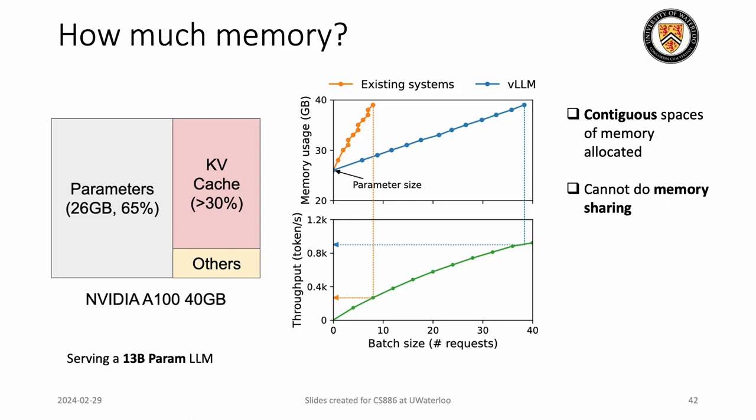So as far as what the authors concern, they look at a 13 billion parameter model, and it consumes around 30% of the available memory for the KV cache. I was just trying to make the point that it's much bigger of an issue right now if you do it naively. So we cannot have contiguous spaces of memory being allocated for such huge sizes. And memory sharing is something which cannot be done in the naive implementation.